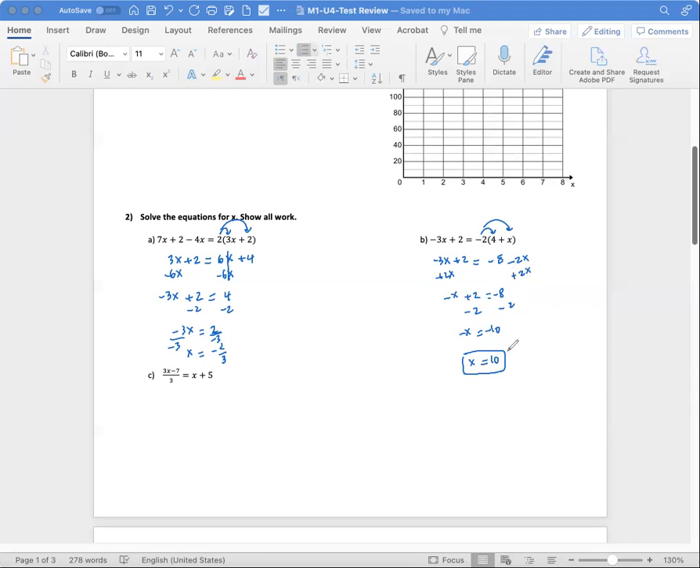Now, you want to double check, you can plug the 10 back in here, right? You can check, you can say negative 3 times 10 plus 2, and you want to see if that's equal to negative 2 times 4 plus 10. And you can check negative 3 times 10 is negative 30, plus 2, you know that's negative 28.